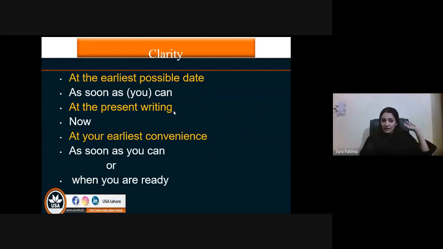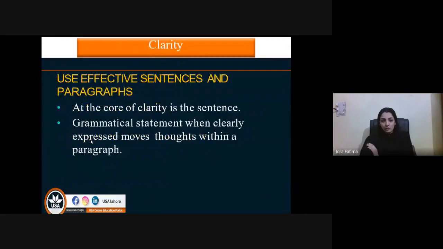"At the present writing," simple, we can use "now." "At your earliest convenience," "as soon as you can." So this is how you can replace those conversational words with simpler and familiar words.